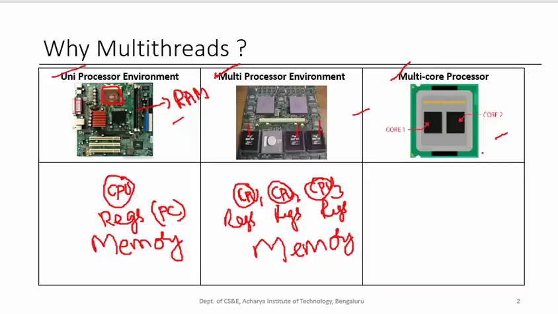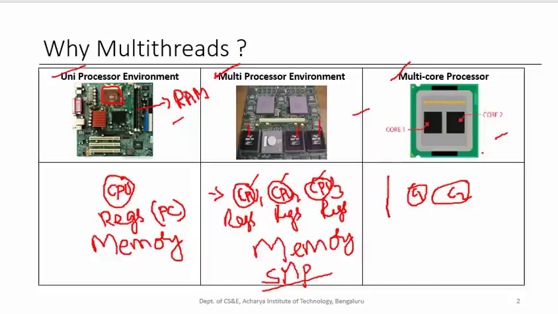So here symmetric multiprocessing is possible in the sense that these CPUs can run instructions independently and simultaneously. That means at any given point of time, three instructions could be executing in these three CPUs. Here, inside one single chip, we have two cores.